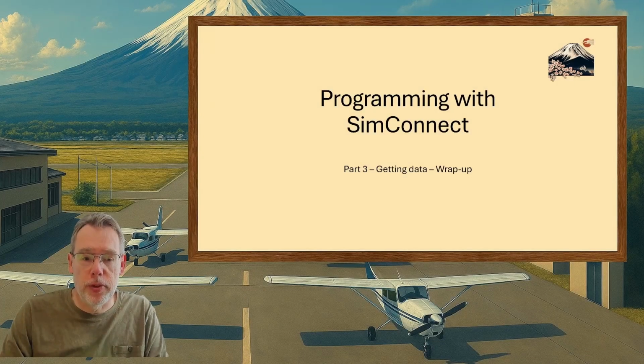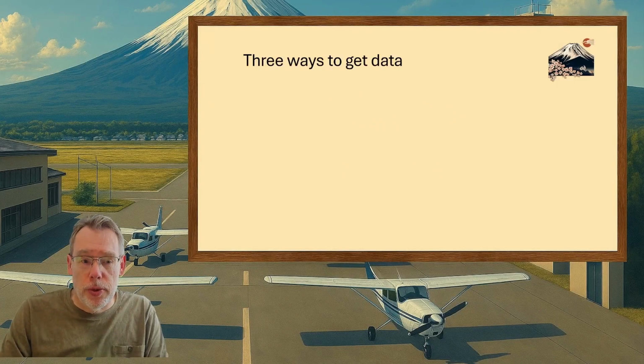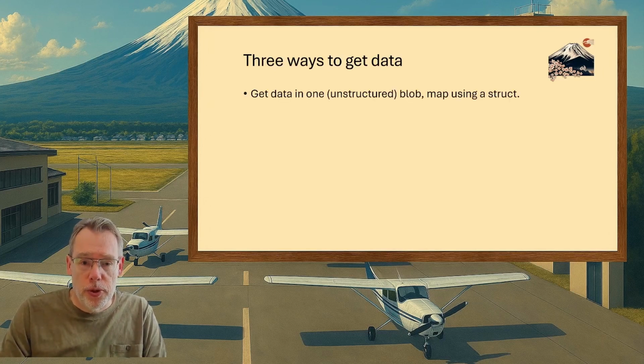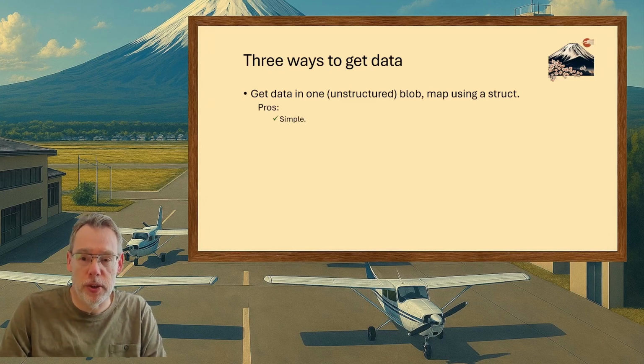Okay, let's wrap this up. So basically, there are three ways we can get data. First way is that we can get the data in one unstructured blob and then map a struct on top of it. This is, of course, the simplest way to do things. You can immediately access the fields within your data as long as you make sure that all the definitions match what you told SimConnect on how you want that data to be received.